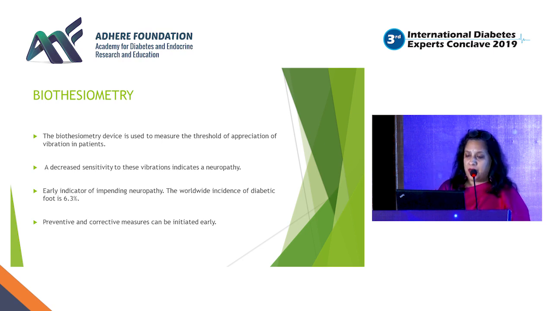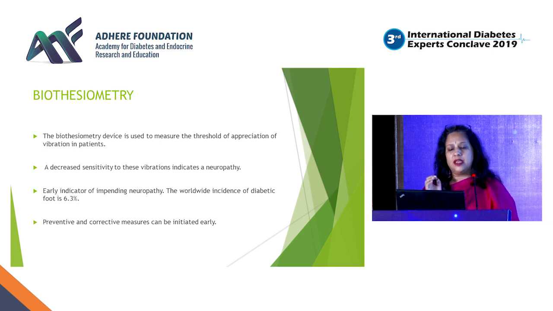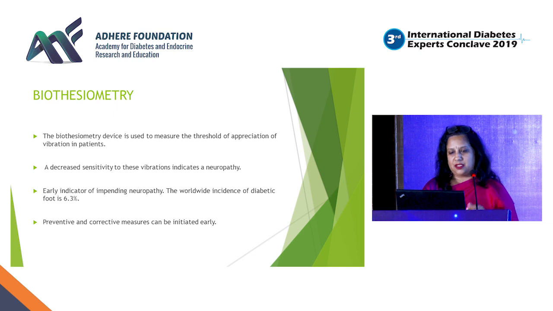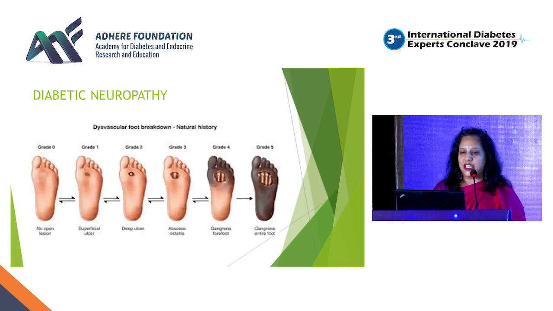It is an early indicator of impending neuropathy, with a worldwide incidence of approximately 6.3%. Preventive and corrective measures can be initiated early. That's a very, very big advantage. So that's how the neuropathy looks on histopathology. Now these are the different grades we have.